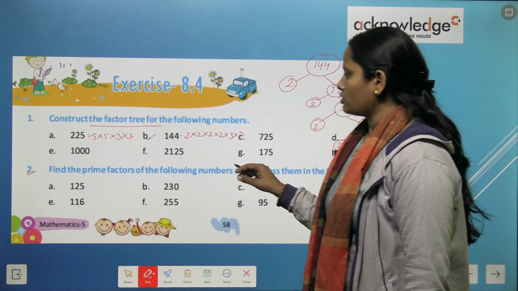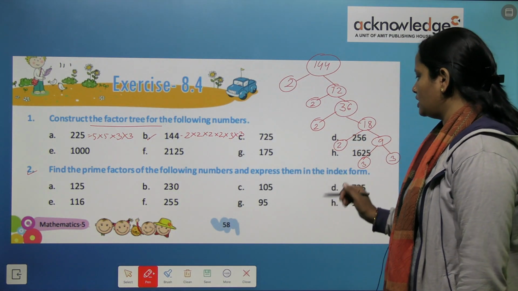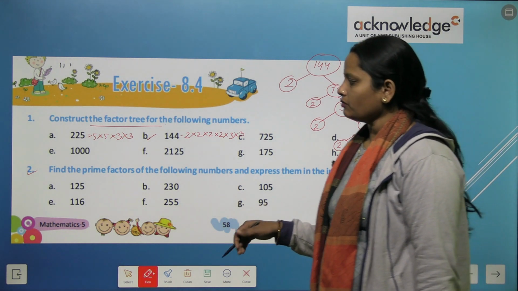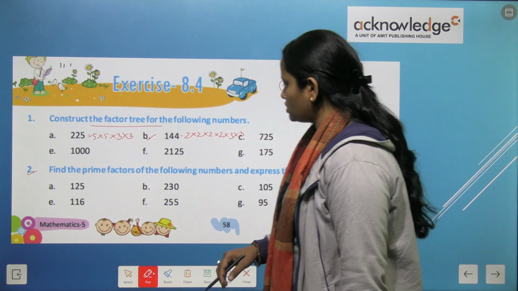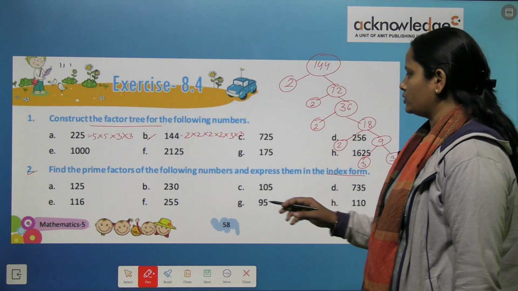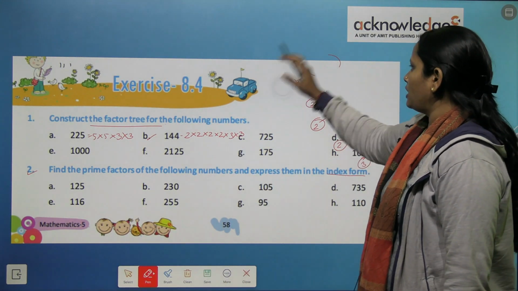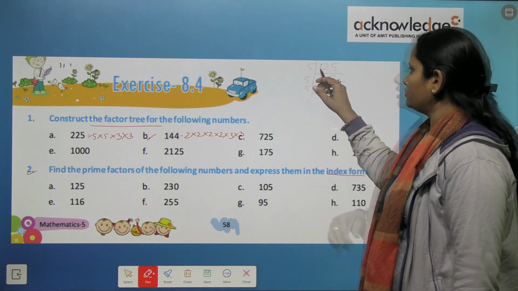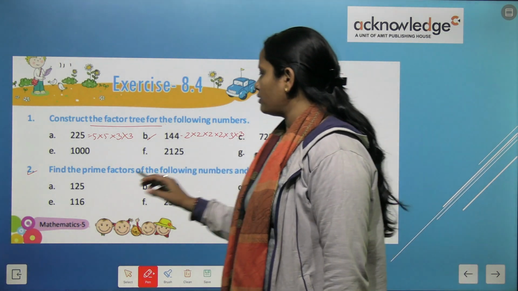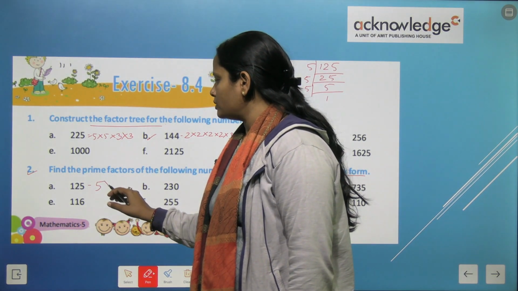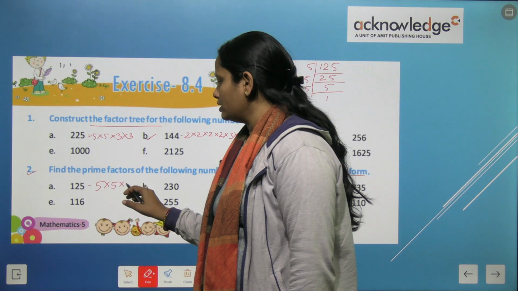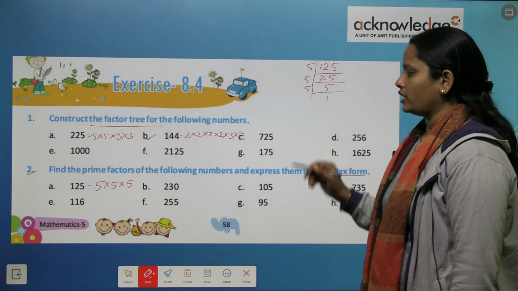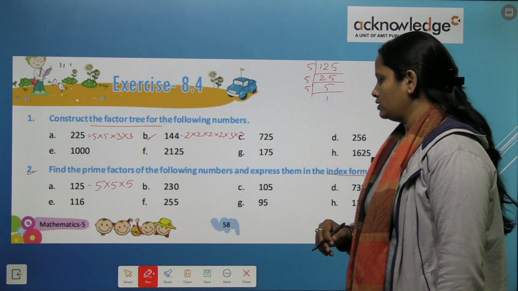Find the prime factors of the following numbers and express them in the index form. Index form में हमें लिखना है. So here the prime factors of the following numbers are 125. Let's find the prime factors of 125. So children, here the prime factors are 5 multiply 5 multiply 5. So these are the factors of 125.